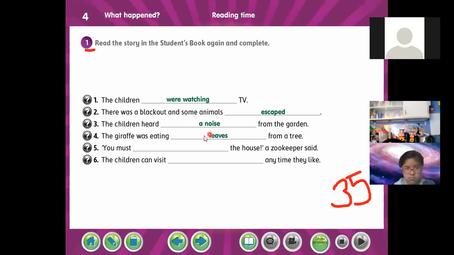Yes, Fabricio, good job. Leaves. The giraffe was eating leaves from a tree. And then they called to the zookeepers. No, they called to the zoo. Hello to the zoo? Yes, I saw your giraffe. I found your giraffe. It's in my garden. And then the zookeeper says, you must.